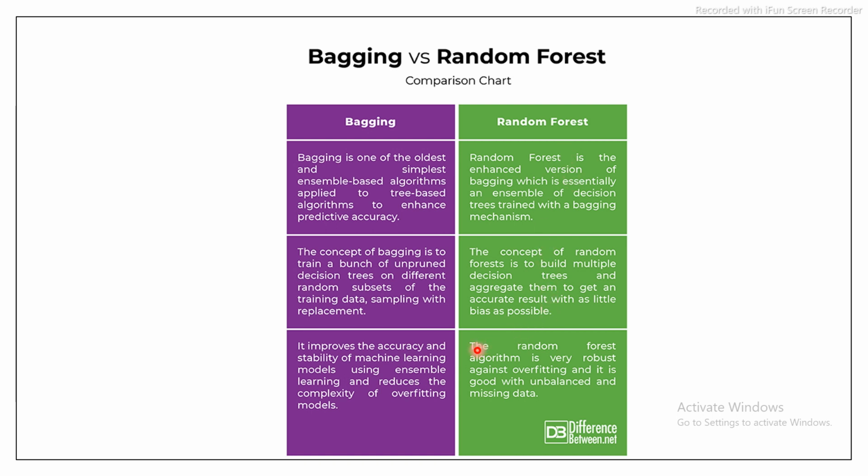And random forest, we know it. The random forest algorithm is very robust against overfitting, and it is good with unbalanced and missing data. So if you have some unbalanced data, you can use random forest. The concept of random forest is built on multiple decision trees aggregated to get an accurate result with as little bias as possible. Whenever you are using a random forest, the biasness is lower, but when you are using a decision tree, obviously there is an inherent, default biasness. So these are two different things. In the examination, maybe bagging and random forest can come and you have to compare them, right?